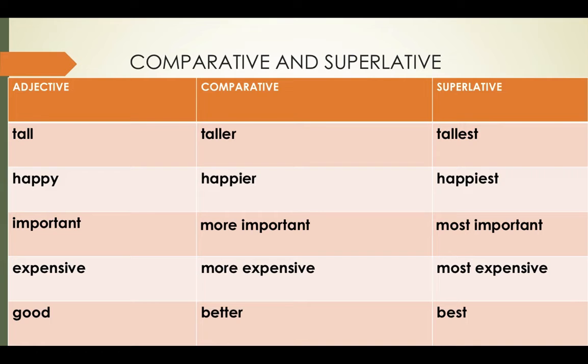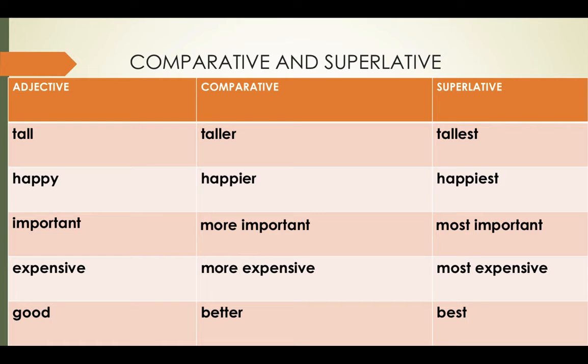Long adjectives are another thing. We have important. In comparative you can say more important than, and in superlative the most important. We can say Arabic is an important language, but French is more important than Arabic, but English is the most important language. Just an example. All languages are important.